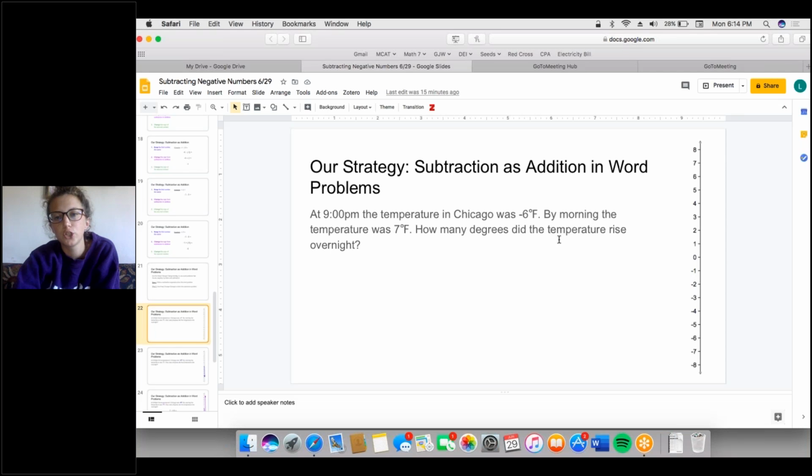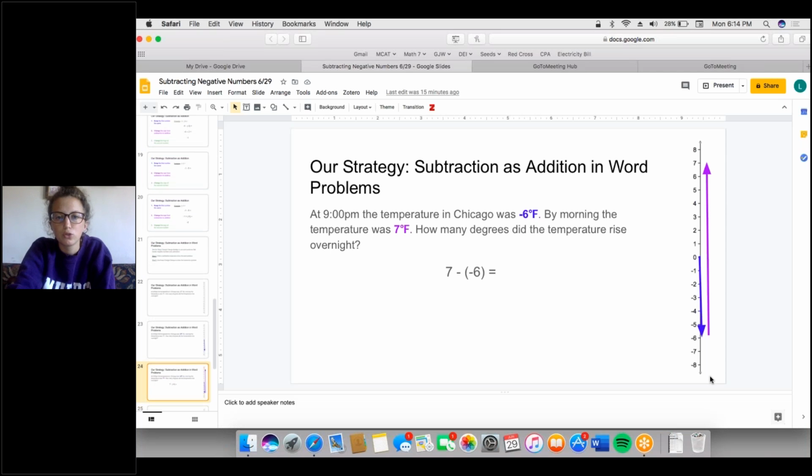So I'm looking for a change here from that nighttime to the morning. And to do that, I'm going to look at this in terms of the number line I have on the side that's vertical, so it looks like a thermometer. And I see at 9 p.m., I started at -6 degrees Fahrenheit, so I'm going to draw an arrow down to -6 degrees Fahrenheit. But by morning, the temperature rose to 7 degrees Fahrenheit. So that purple arrow shows the change from 9 p.m. to the morning. And if you look at the purple arrow, you see the difference between the night temperature and the morning temperature.